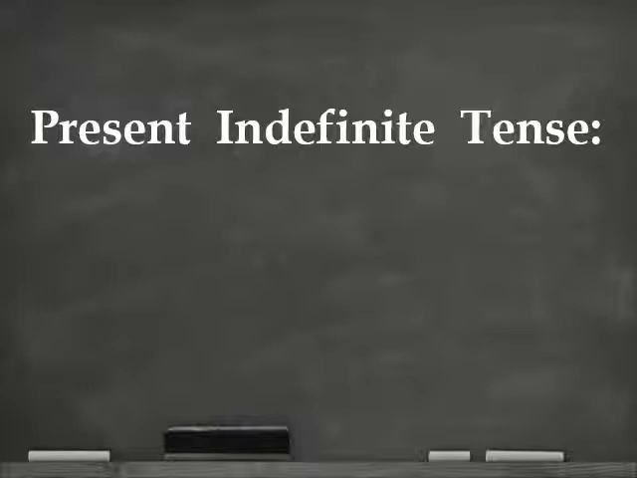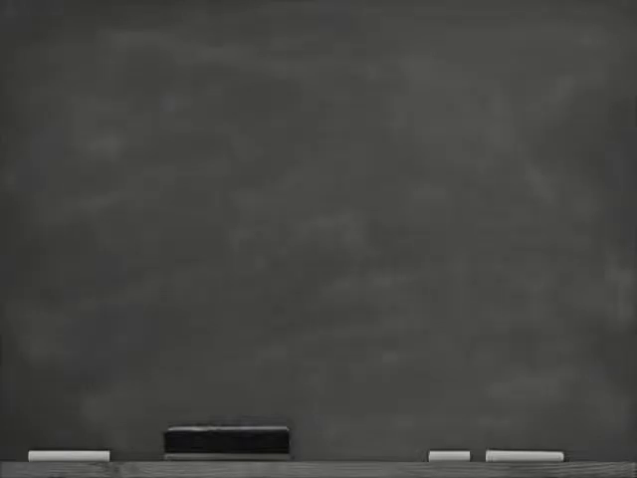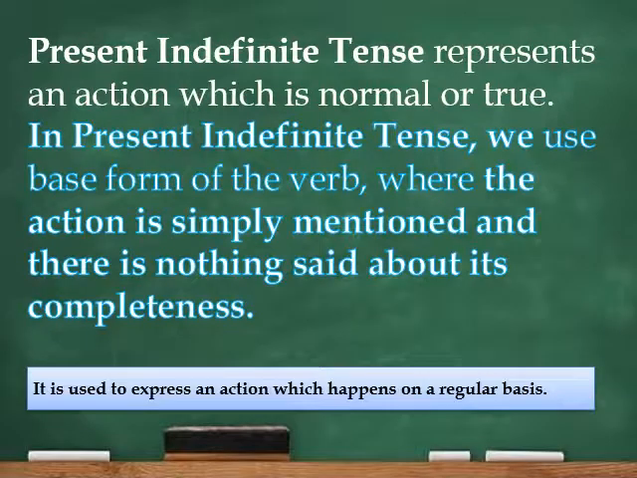In this video, we will learn about present indefinite tense. Present indefinite tense represents an action which is normal or true. In present indefinite tense, we use the base form of the verb where the action is simply mentioned and nothing is said about its completeness. It is used to express an action which happens on a regular basis.